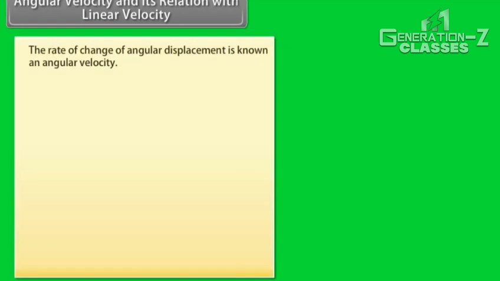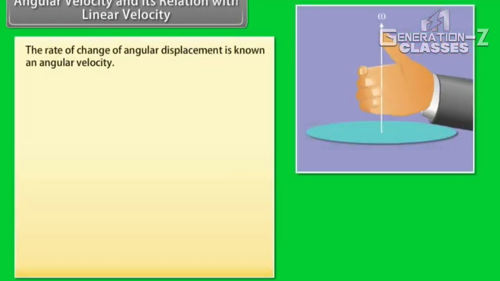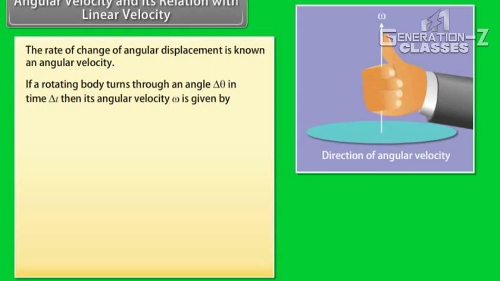Angular velocity and its relation with linear velocity. The rate of change of angular displacement is known as angular velocity. If a rotating body turns through an angle delta theta in time delta t, then its angular velocity omega is given by omega is equal to the limit as delta t tends to 0 of delta theta upon delta t, which is equal to d theta by dt.